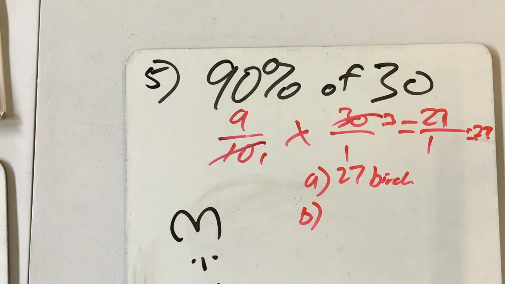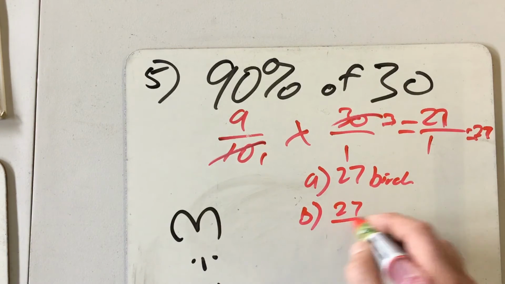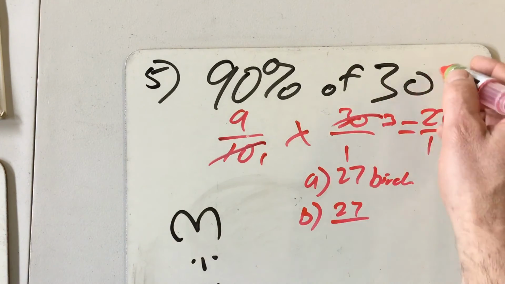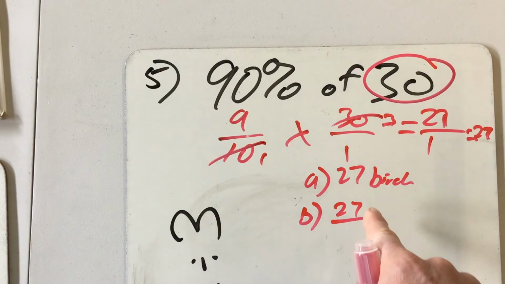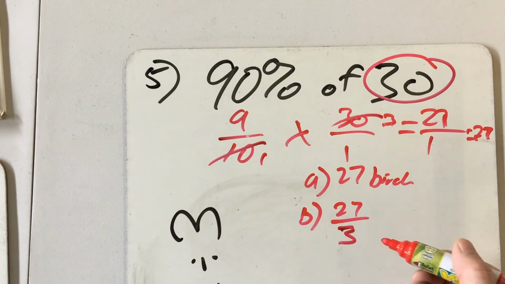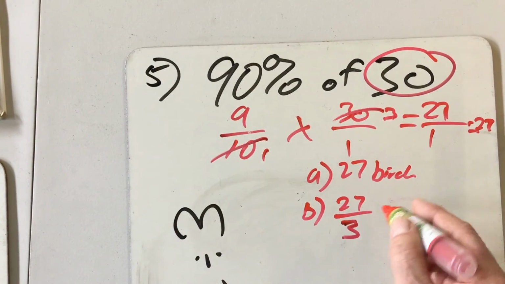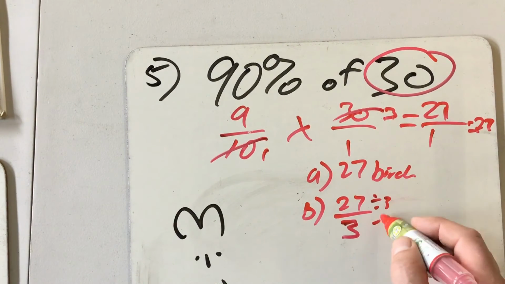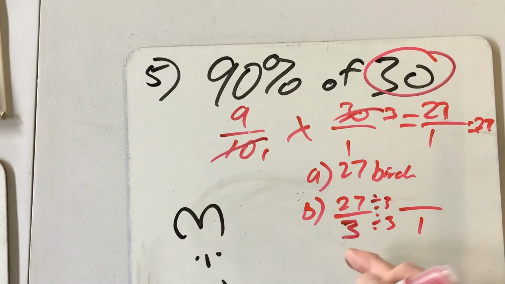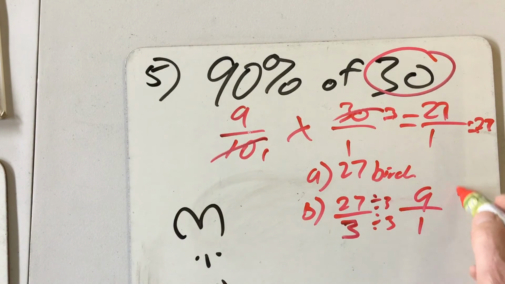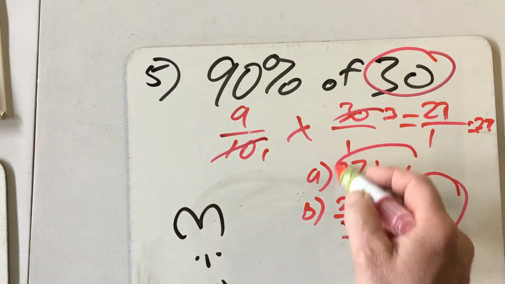And B asks, what is the ratio of birch trees to all others? Well, we know it's 27 to, well, if it's out of 30 and we already have 27 are birch, then only 3 left are something else. And we'd have to reduce that, and if we divide them both by 3, we would get 1 down here, and we get a 9 up here. So that would be our ratio, 9 to 1.